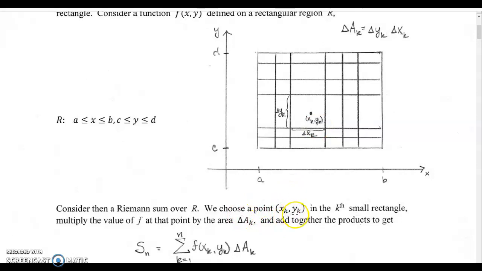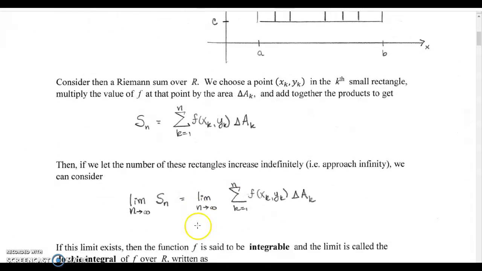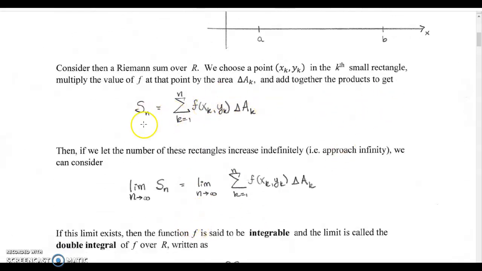So we're going to choose a point xk, yk that is in the kth small rectangle here. Multiply the value of f at that point by the area delta A sub k. So we're going to multiply the value of f to get the height times the area of the base. So we get height times area of the base, which gives us a mini volume, a box that goes above this rectangle up to the function f of xy. Okay. Add all those boxes together and we get a partial sum S sub n as k goes from 1 to n of all of these boxes.